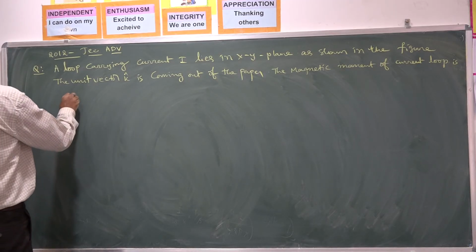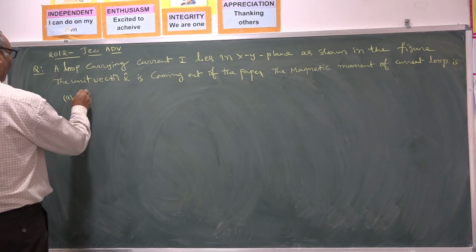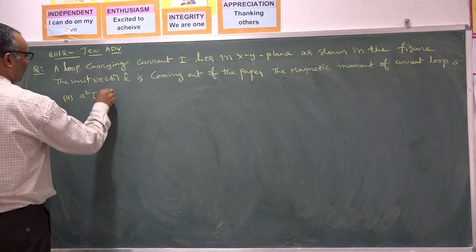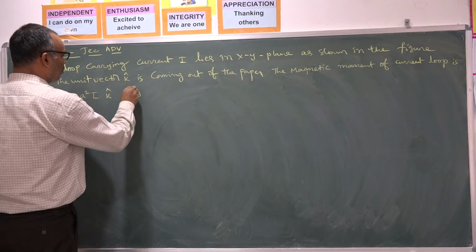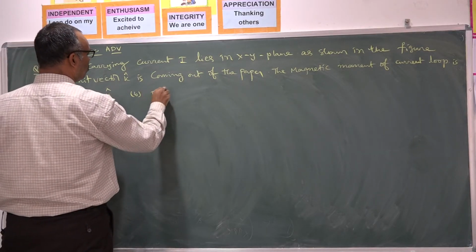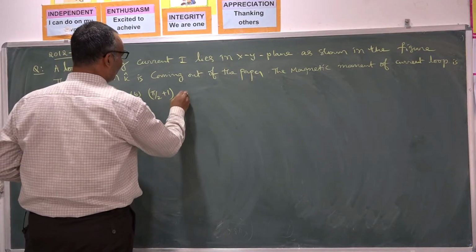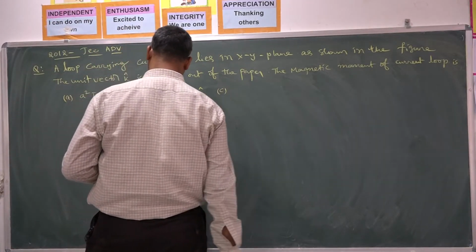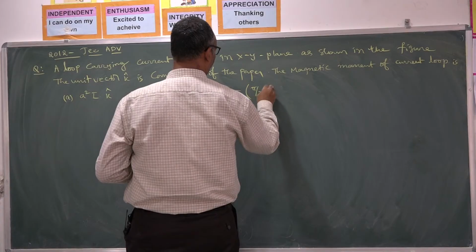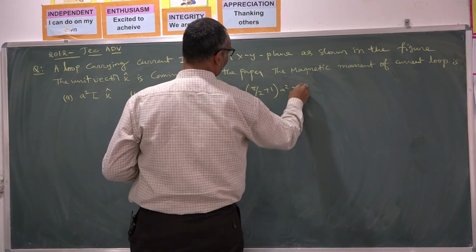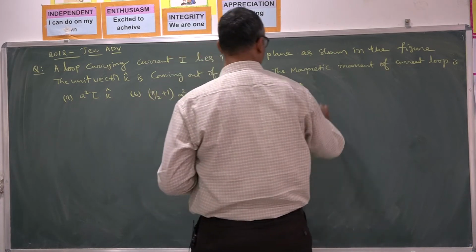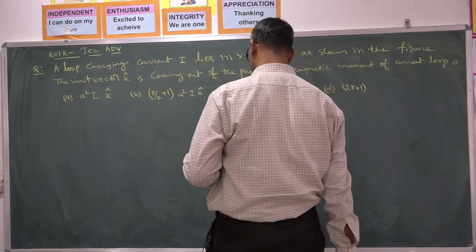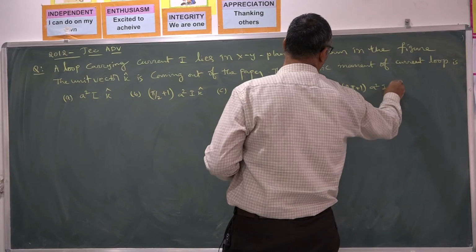They gave the options like this: a, a square I k cap; b, pi by 2 plus 1 into a square I k cap; c, minus pi by 2 plus 1 into a square I k cap; d, 2 pi plus 1 into a square I k cap.